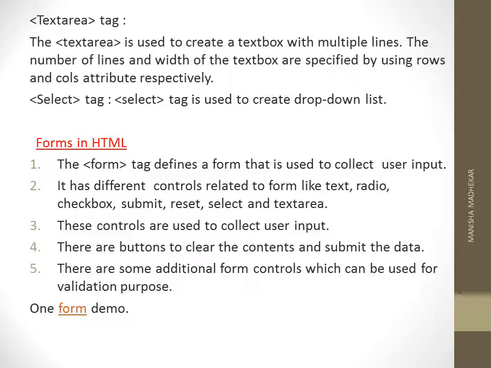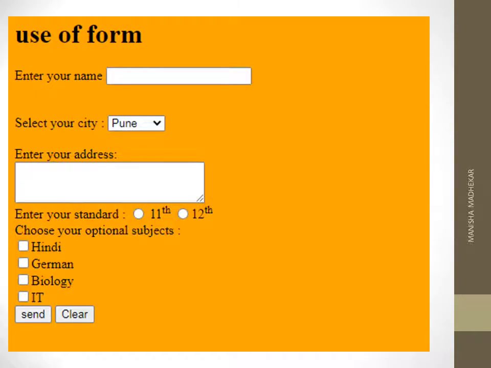Now, forms in HTML. The form tag defines a form that is used to collect user input. It has different controls related to form like text, radio, checkbox, submit, reset, select, and text area. These controls are used to collect user input. There are buttons to clear the contents and submit the data. There are some additional form controls which can be used for validation purpose. Now this is the output of one of the form demo.